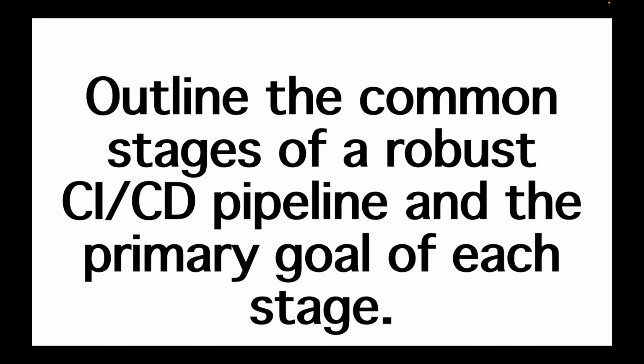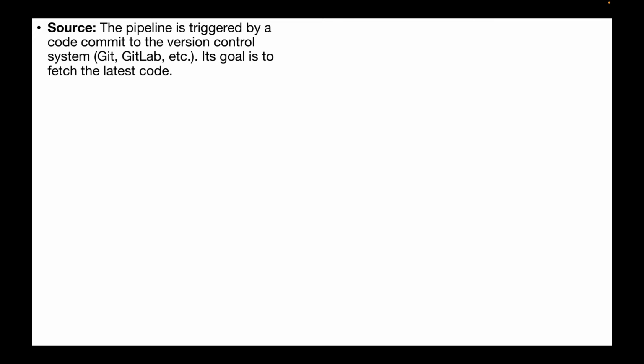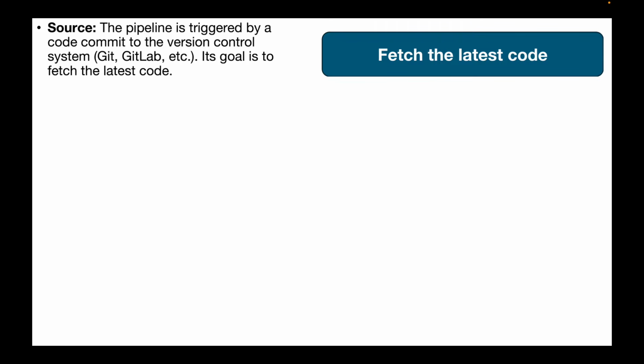The next question we have is outline the common stages of a robust CI/CD pipeline and the primary goal of each of these stages. So the first stage you have is your source. Now this is where a pipeline will be triggered by a code commit to the version control system, like let's say we push our code to Git, GitHub, GitLab, etc. The goal here is to fetch the latest code.